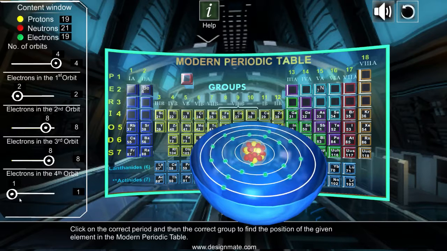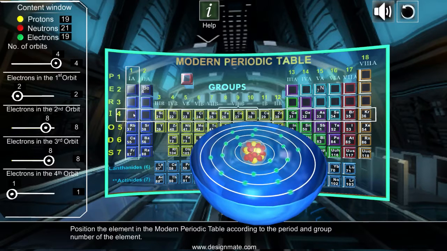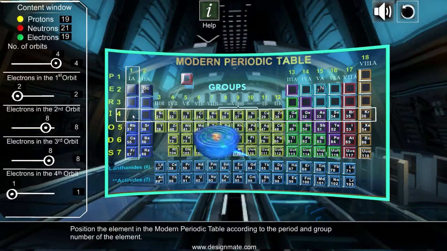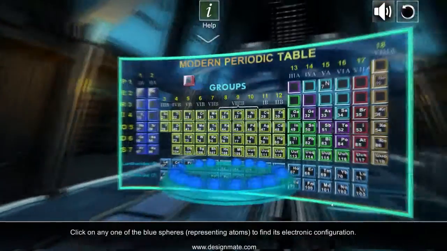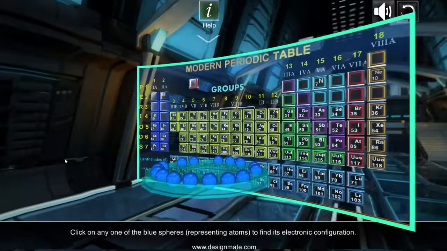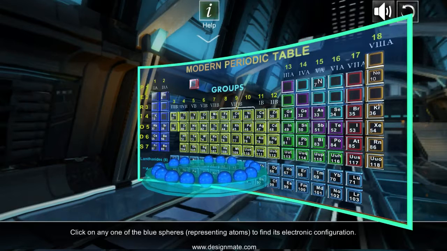Now I want to place this element in the periodic table and predict its position. There are 4 shells, so it will belong to the fourth period of the periodic table. And since there is only 1 electron in the outermost shell, the group number is 1. This is the correct position, and the element is potassium with atomic number 19. So by repeating this procedure over and over again, we can place all the first 20 elements in their respective positions in the modern periodic table.